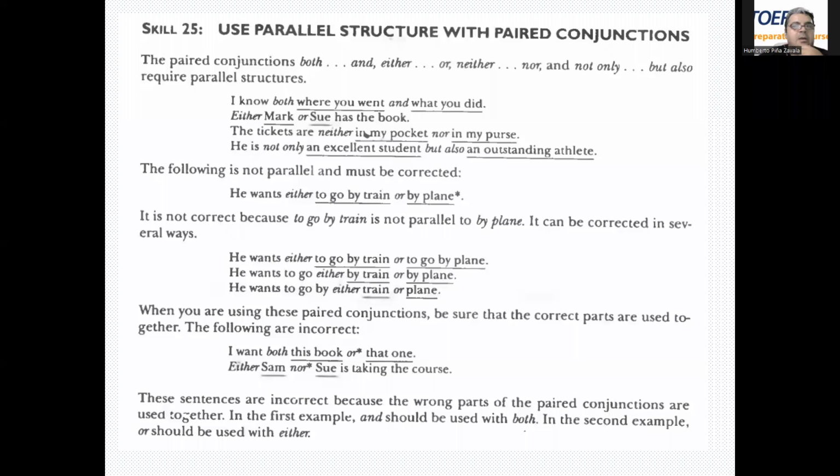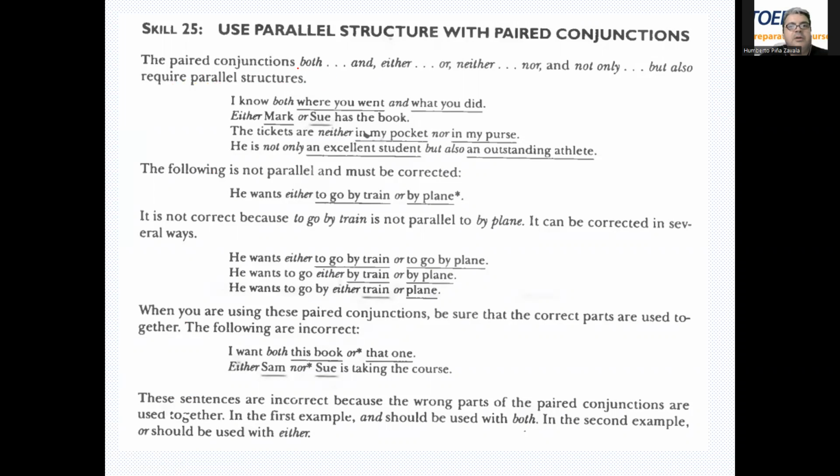All right. So right now we're working with written expression and we're working with parallel structure. So we're gonna move on to skill 25: use parallel structure with pair conjunctions. In the previous video, we worked with coordinate conjunctions. Now we're going to work with pair conjunctions. The pair conjunctions require parallel structures.